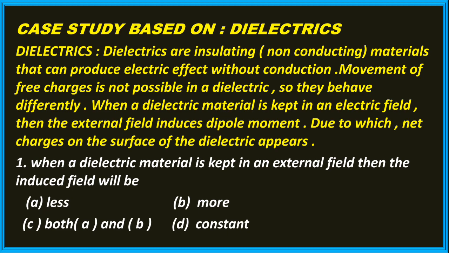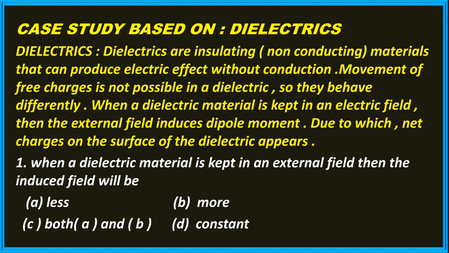Dielectrics are insulating, non-conducting materials that can produce electric effect without conduction. Movement of free charges is not possible in a dielectric, so they behave differently. When a dielectric material is kept in an electric field, then the external field induces a dipole moment, due to which net charges on the surface of the dielectric appear. Now go through question number 1.